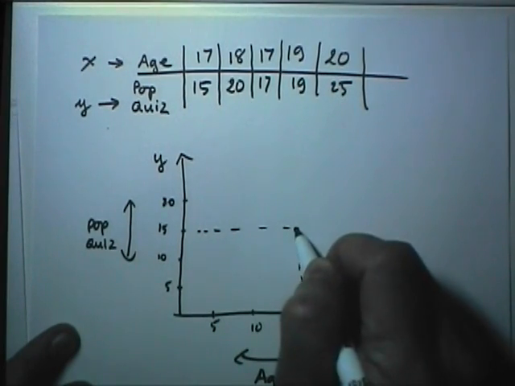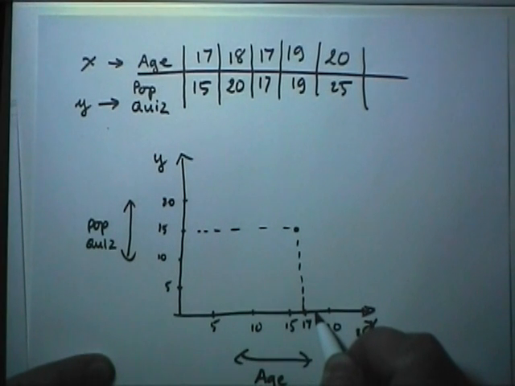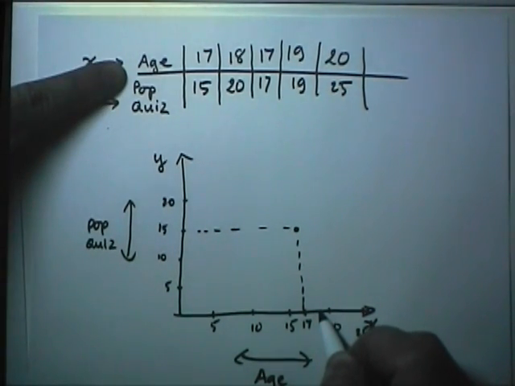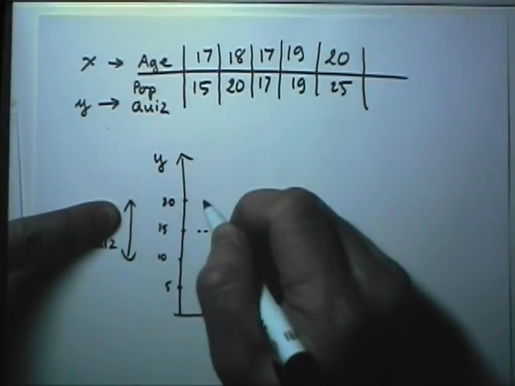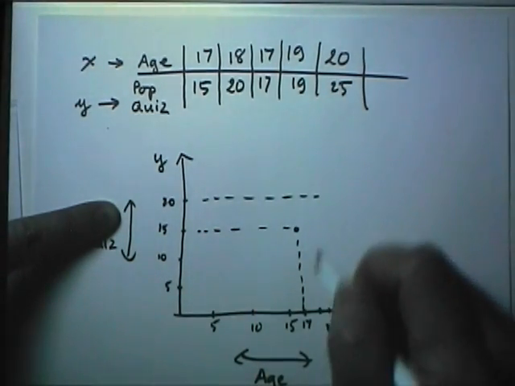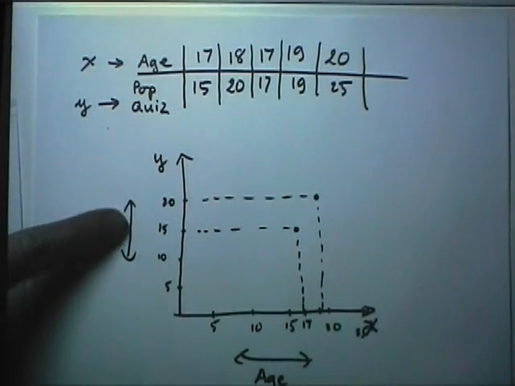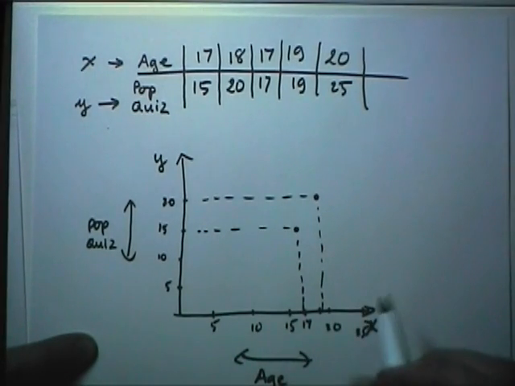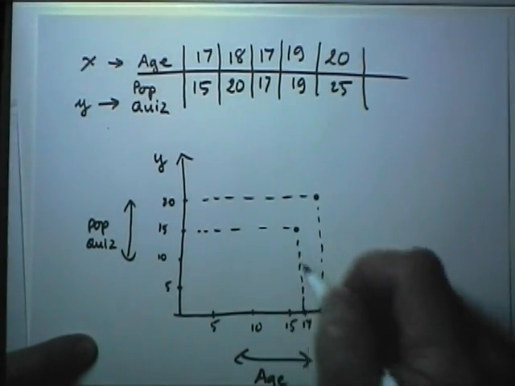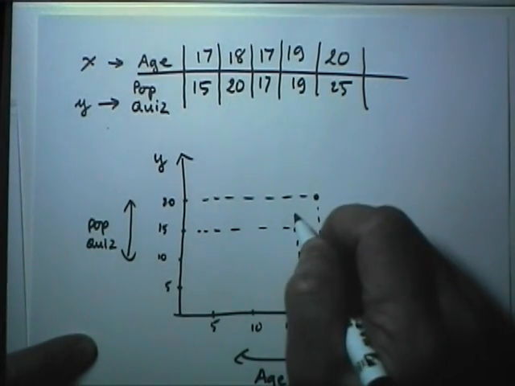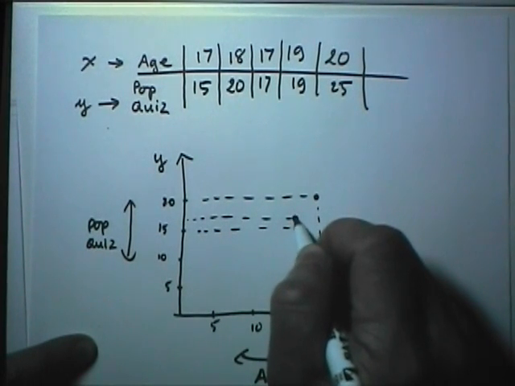Everybody with me here? All right. So that's your first point. And then moving on, when your age is about 18, which is right there, your pop quiz score is a perfect 20. So you can see that it's right there as your point. And then once again, if you're looking at 17 again, but this time you have exactly 17, you're going to have another point right up here. So that's another point of yours.